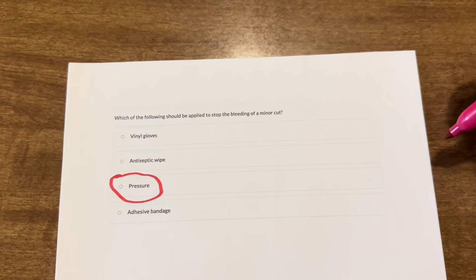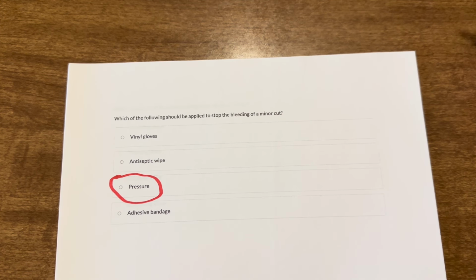I remember this because the question asks what should be applied. And I remember pressure and applied both have P's. So remember, pressure should be applied.